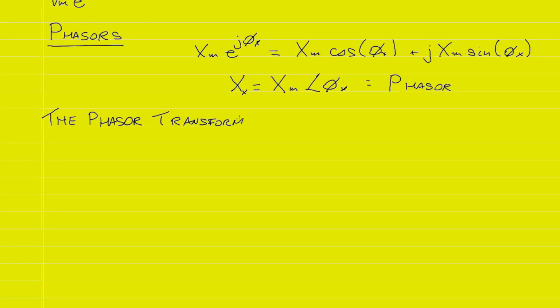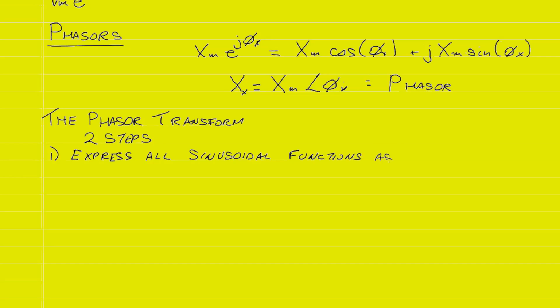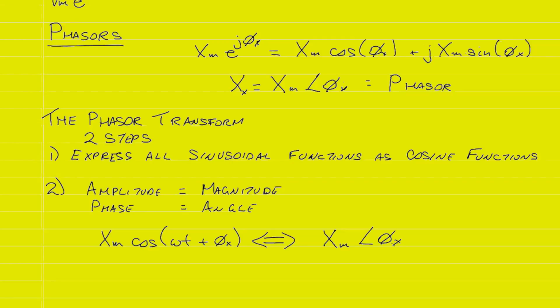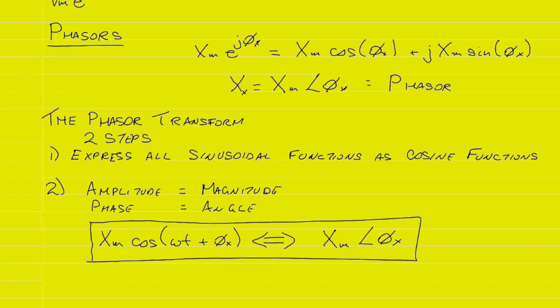While all this may sound complicated, the transform is simply a two-step process. The first step is to express any sinusoidal functions as cosine functions. Each function will have an amplitude and a phase, and all the functions should have the same frequency. The next step is that the amplitude becomes the magnitude and the phase becomes the angle. What we would write is that xm cos omega t plus our angle transforms into a magnitude xm at angle x. This is our phasor transform, and the reverse operation is known as the inverse transform.